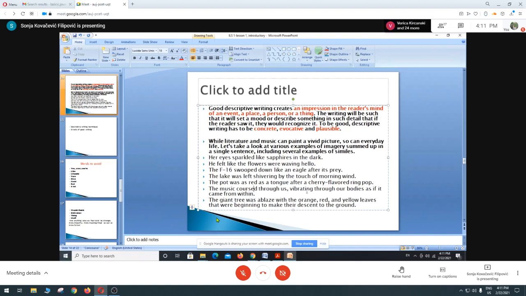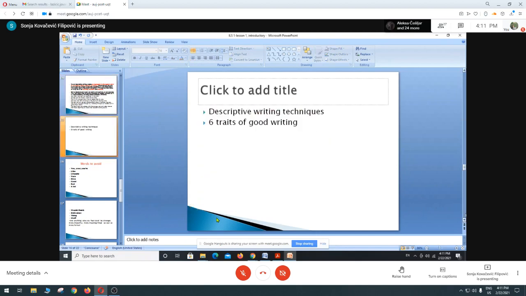The music calls through us, vibrating through our bodies as if it came from within. The giant tree was ablaze with the orange, red, and yellow leaves that were beginning to descend to the ground. So it's a nice description of a tree, right?